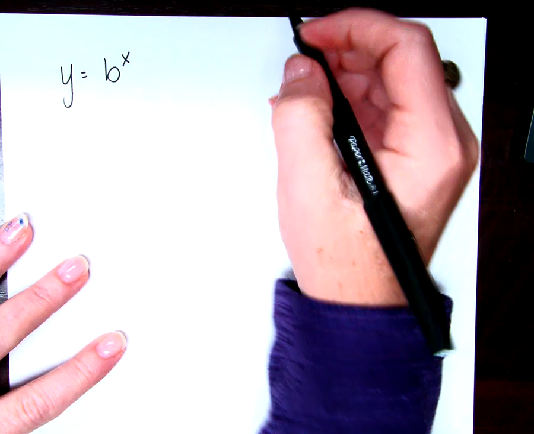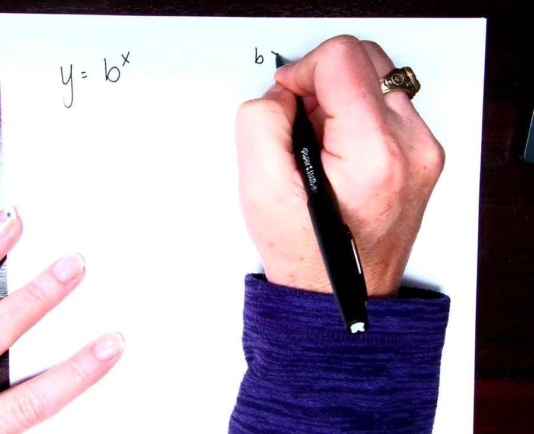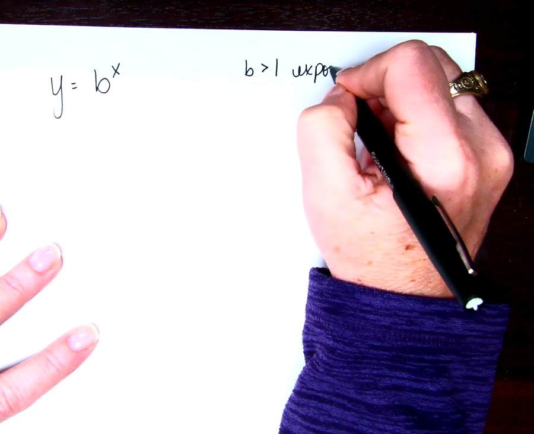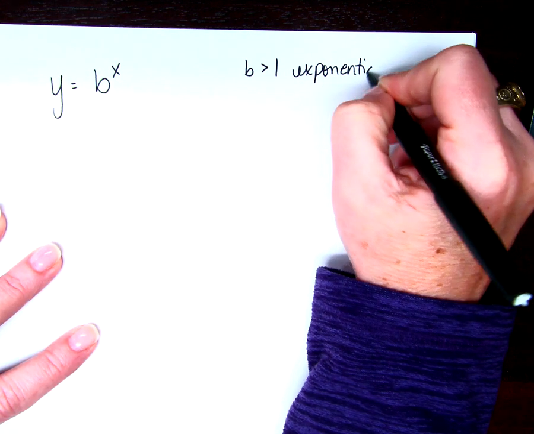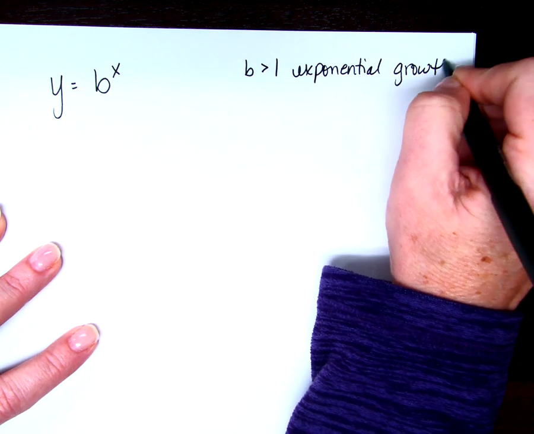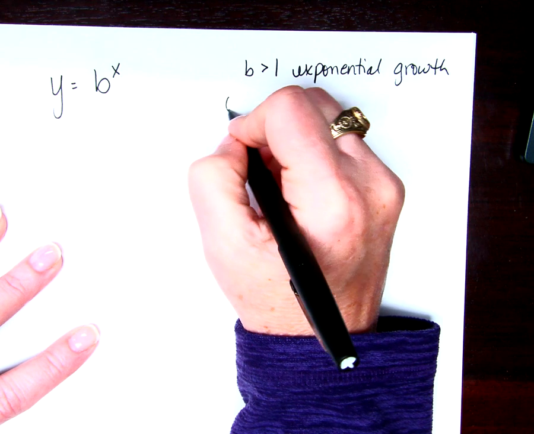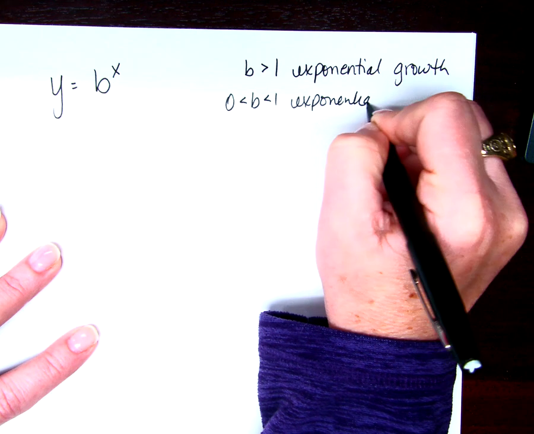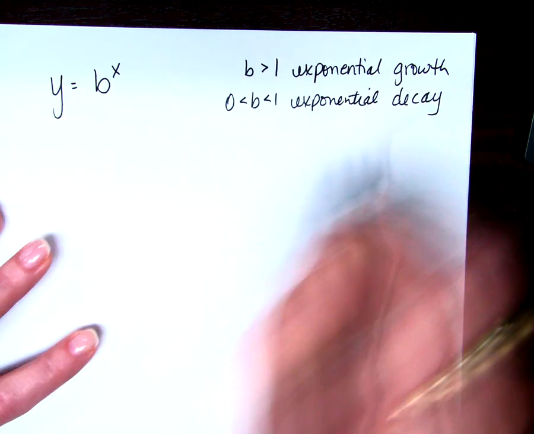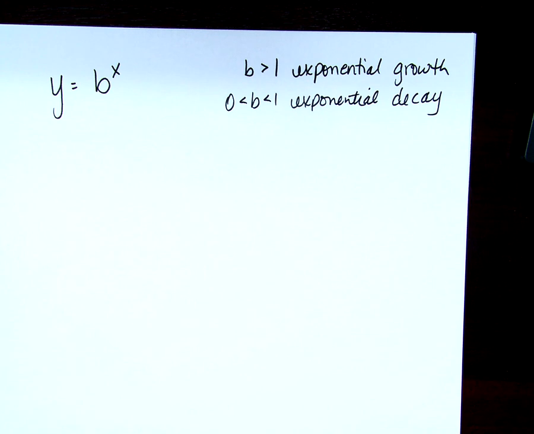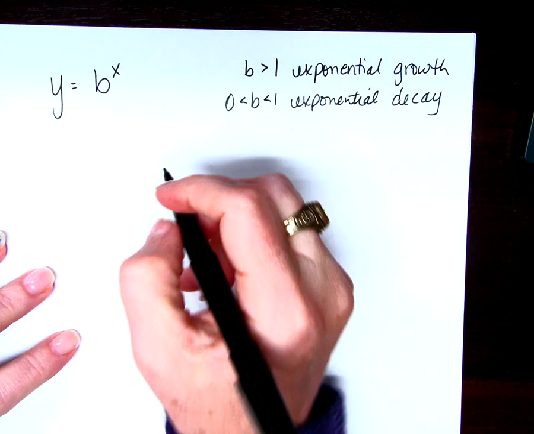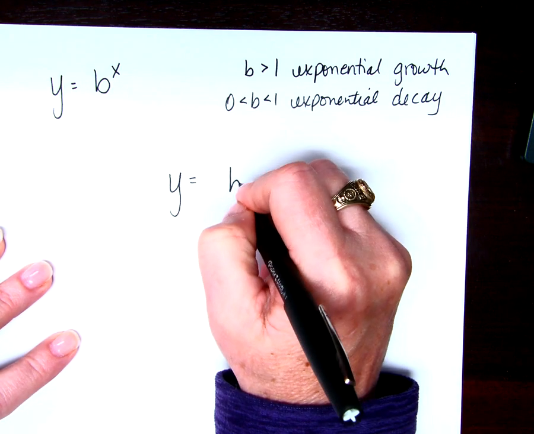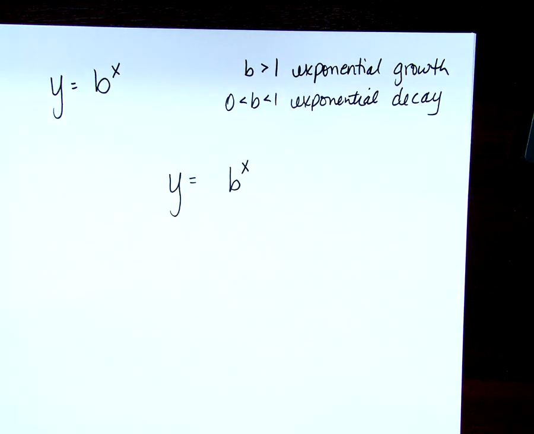All right? Now, something that I want you to remember is that when b is greater than 1, when that base is greater than 1, this is called exponential growth. And when b is between 0 and 1, this is called exponential decay. Absolutely. Good. Okay? So we're going to start right here. We're going to add stuff on from there. Okay?